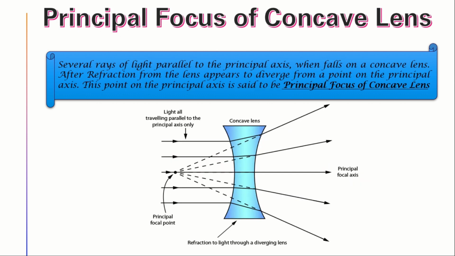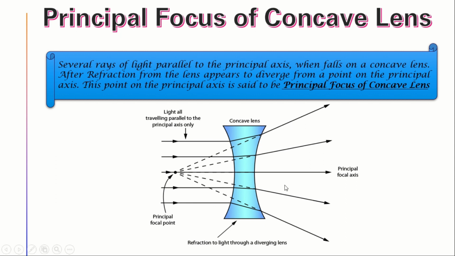Next is principal focus of a concave lens. Several rays of light parallel to the principal axis, when they fall on a concave lens, after refraction from the lens appear to diverge from a point on the principal axis. This point on the principal axis is said to be the principal focus of a concave lens.